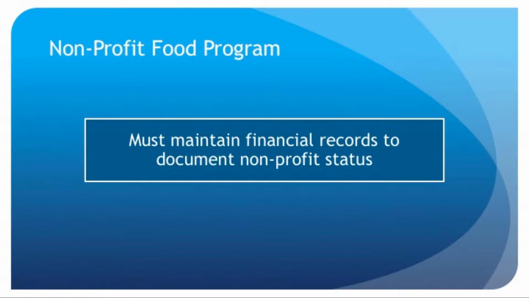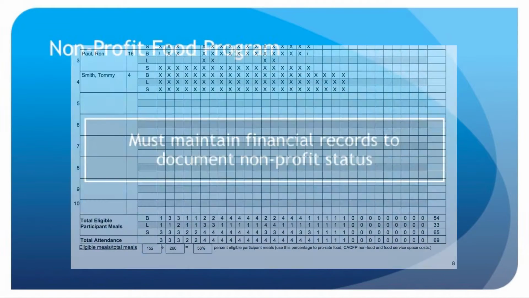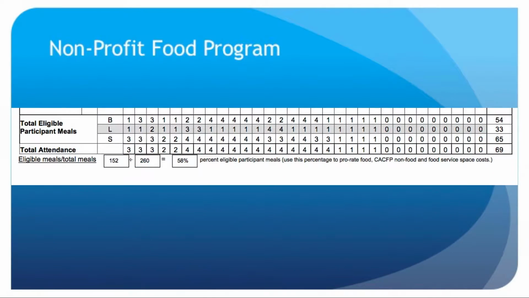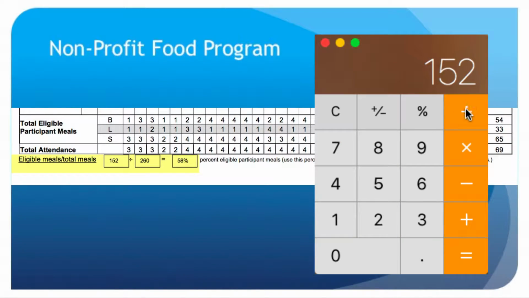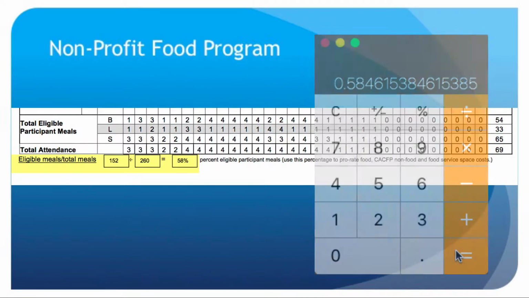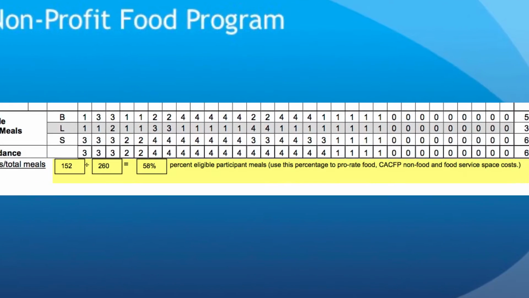Emergency shelters must maintain financial records to document nonprofit status of the food service operation and show all CACFP reimbursement has been spent on allowable costs. To prorate costs, use the meal participation and attendance form. Divide the total eligible meals by the total meals served to all residents each month. This will determine the percent of eligible participant meals used to prorate CACFP costs that may be reported each month.